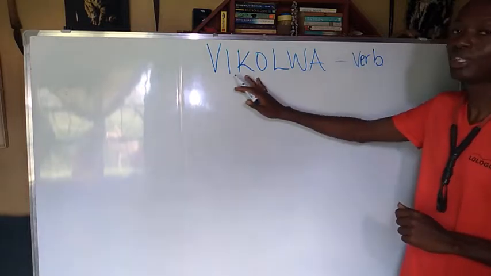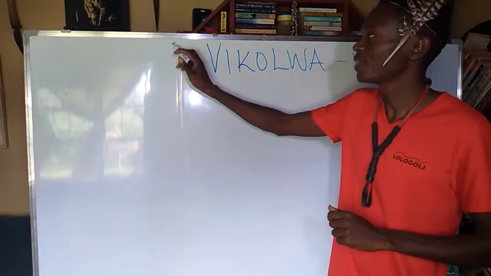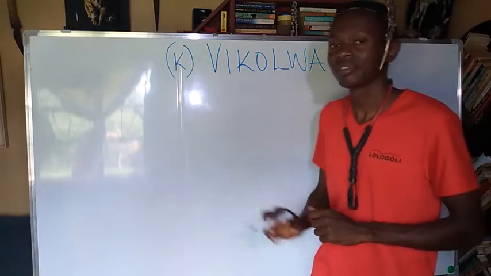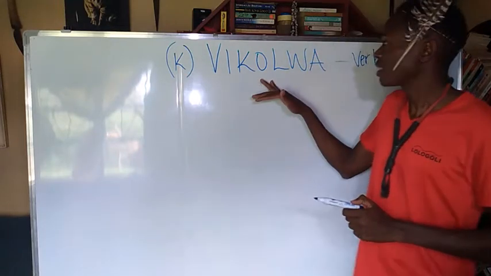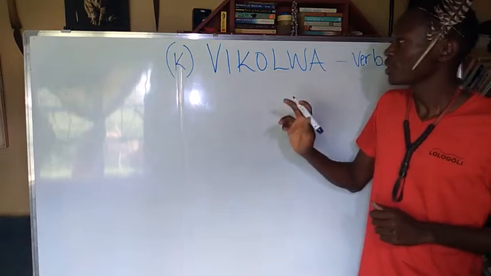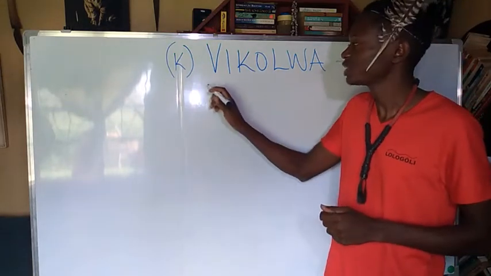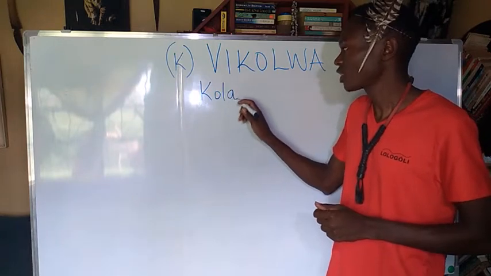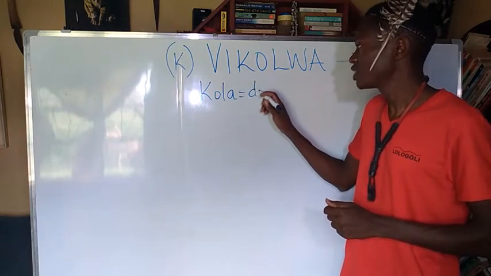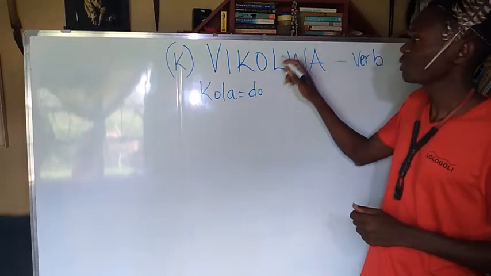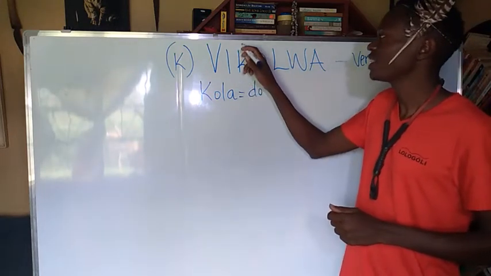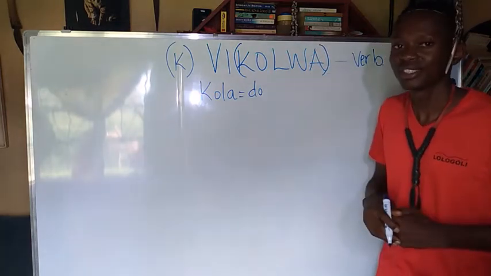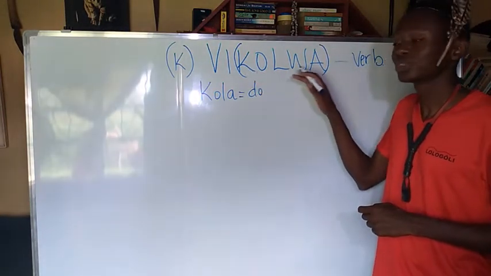Lulogooli initializes Vikolwa with K. The word Vikolwa comes from the Lulogooli word kora, do. We will be understanding how the word kora agglutinates, or rather forms korwa.